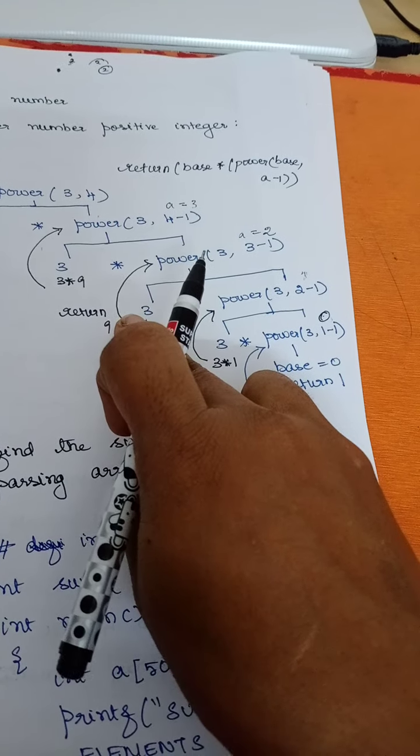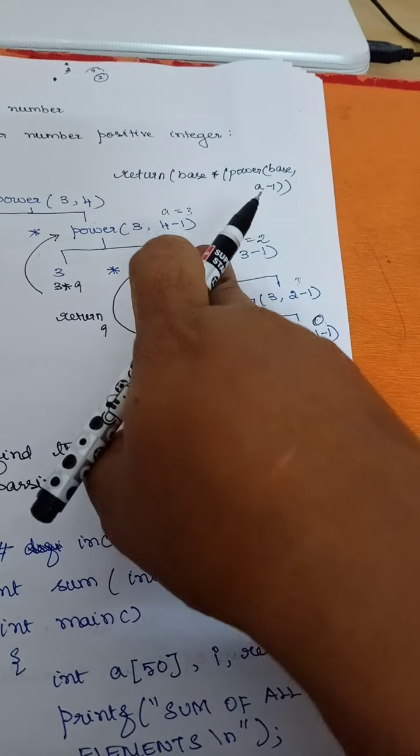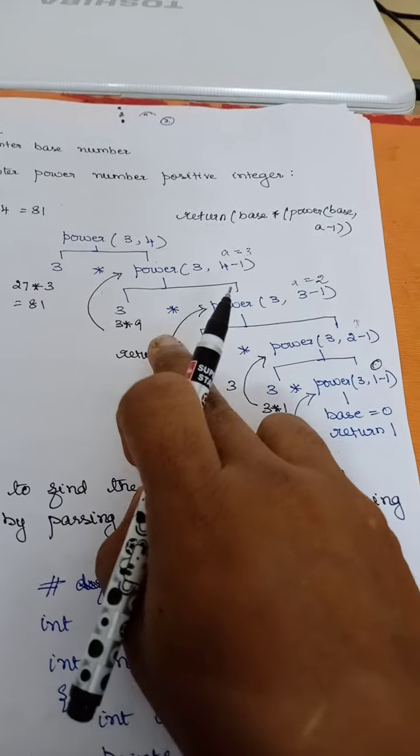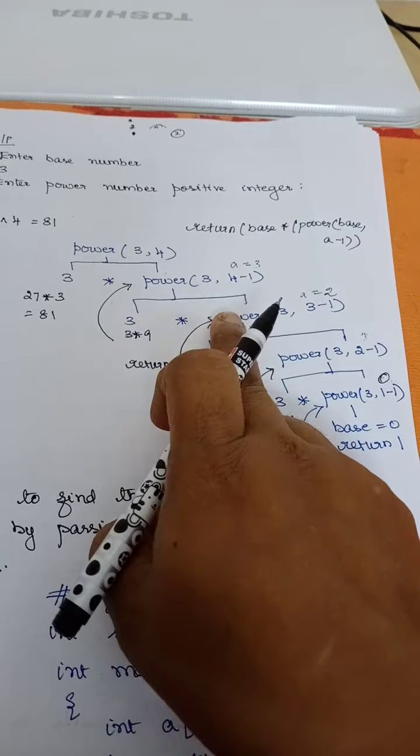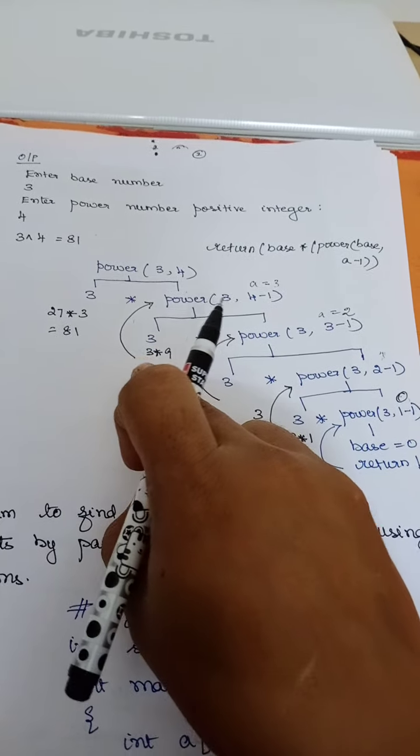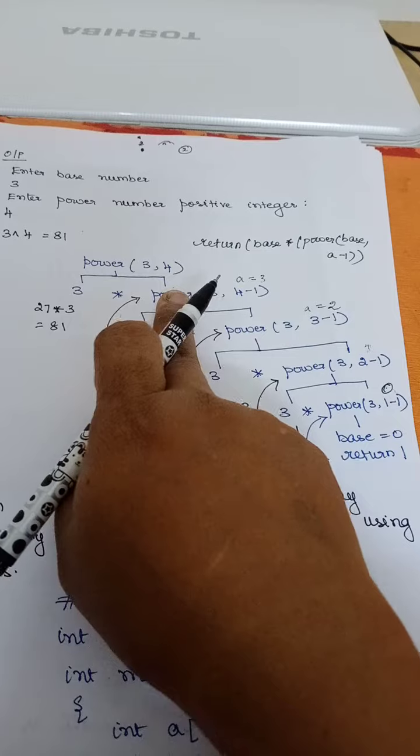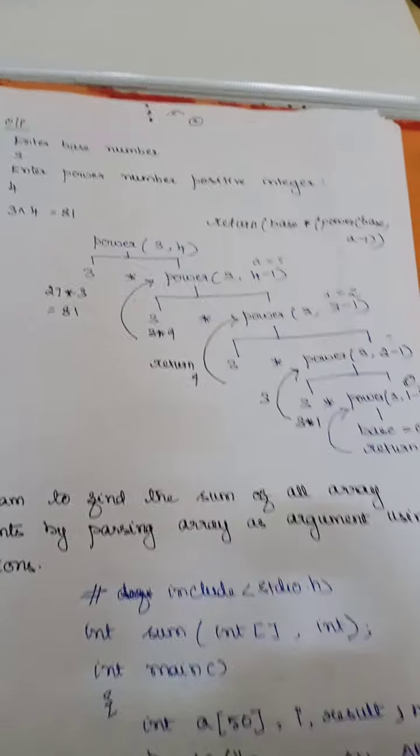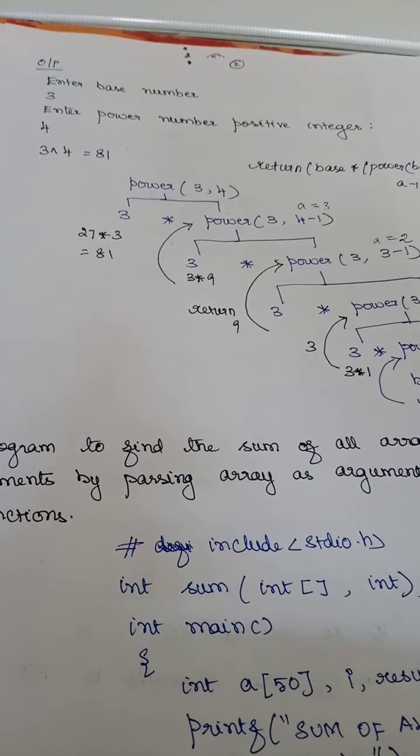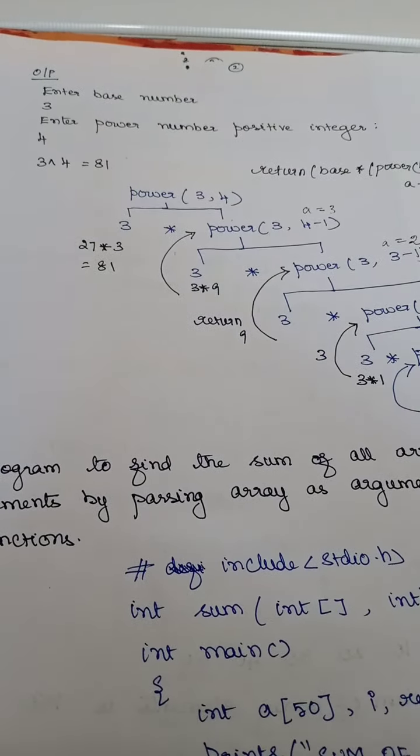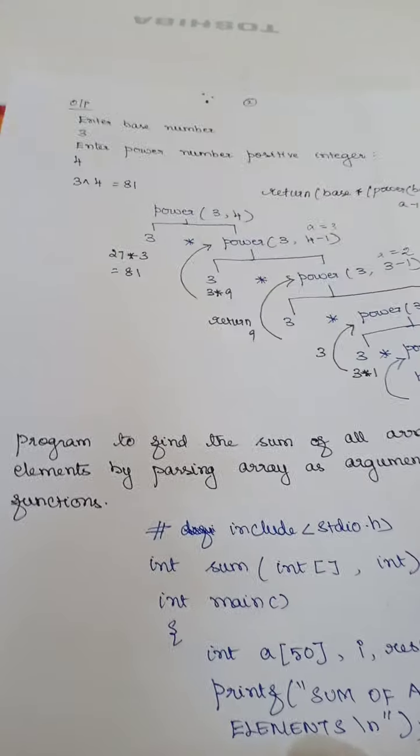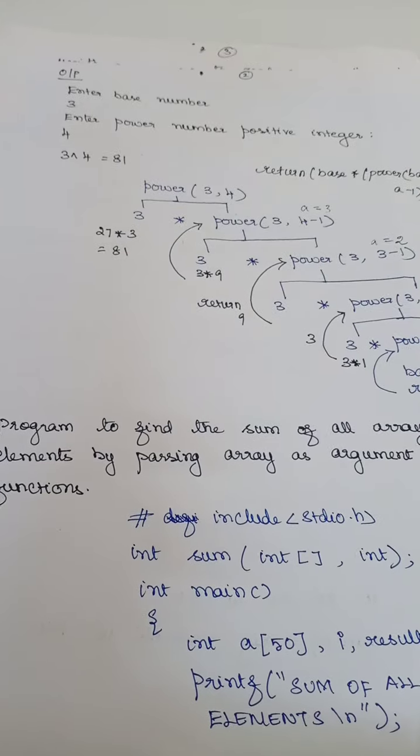Again it will return. Where will it go? It will go to the function from where it is being called. From here only it is being called, right? So 9. Now 3 into 9 is going to be what? 27. 27 will be returned here. 3 into 27 is what? 81. Is that clear? Right. So this is how this recursion will work. Now we'll see some of the programs related to functions and then we'll move on to the next topic. Hope you have understood this power problem.